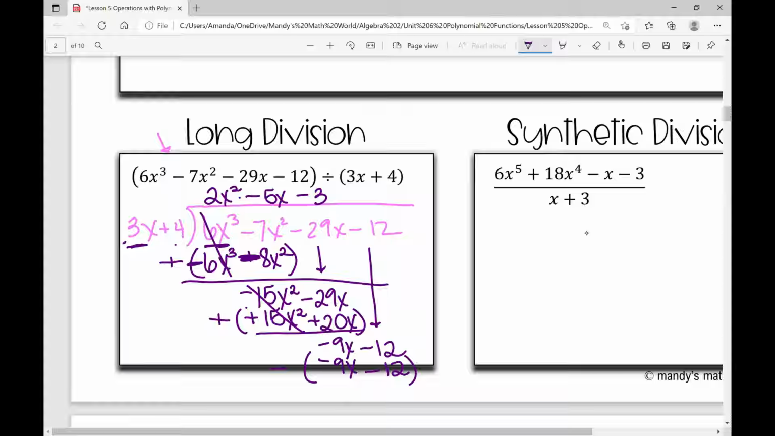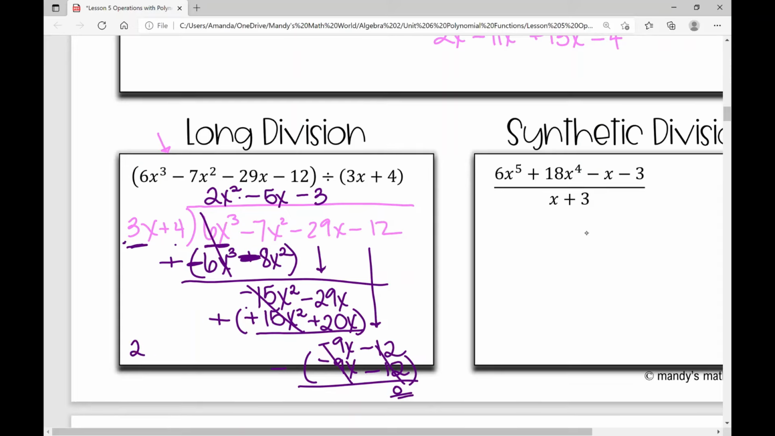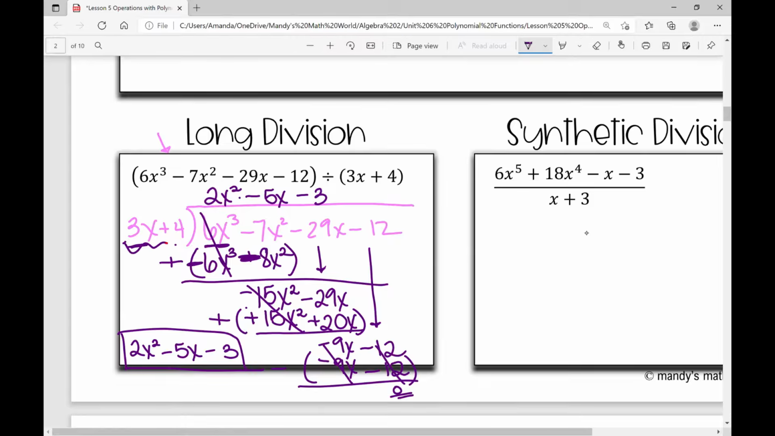And then I'm going to subtract. And when I do, both of those cancel. I have a 0 remainder. And my answer is 2x squared minus 5x minus 3. And how can you check your work? 2x squared minus 5x minus 3 times 3x plus 4 will give you this polynomial right here.